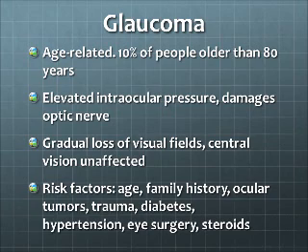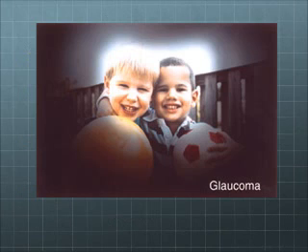Open-angle glaucoma accounts for 80% of cases and is asymptomatic until very late in the disease. The gradual loss of visual fields may go unnoticed until the central vision is affected. It is usually bilateral but asymmetrical. The etiology of glaucoma is unknown, but risk factors include age, family history, central retinal vein occlusion, ocular tumors, hyperopia or myopia, ocular trauma, uveitis, hypertension, and eye surgery.